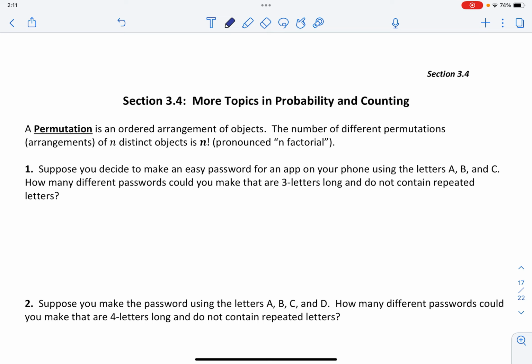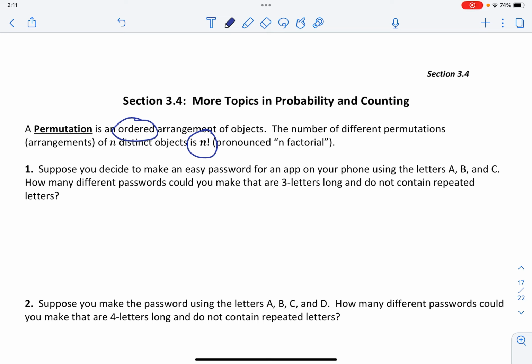It's an ordered arrangement of objects, and the key word there is ordered. So it's the number of arrangements, say, of a certain number of objects. So there's a formula for it. It's n factorial, which we'll tie into in a minute. But let's look at a question, number one.